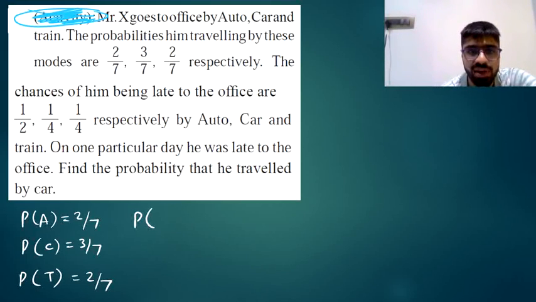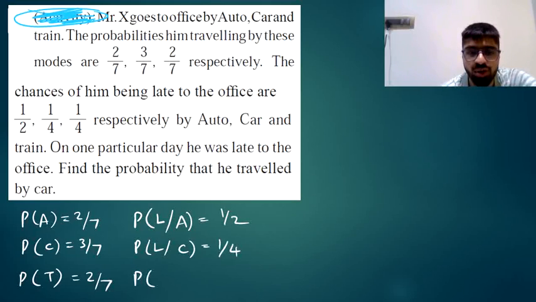The chances of him being late for the office are 1 by 2, 1 by 4 and 1 by 4 by auto, car and train. So the probability that he is late given that he is traveling by auto is half. The probability of being late given that he is traveling by car is 1 by 4, and the probability of being late given that he is traveling by train is 1 by 4.